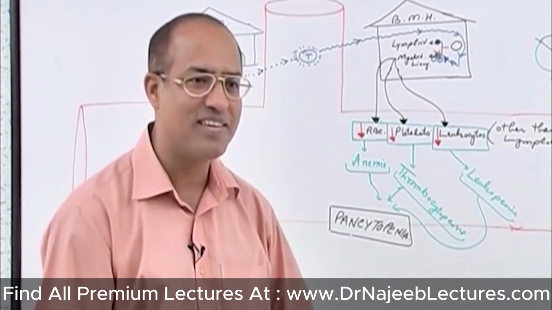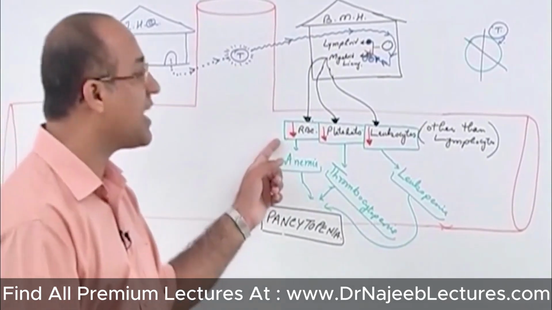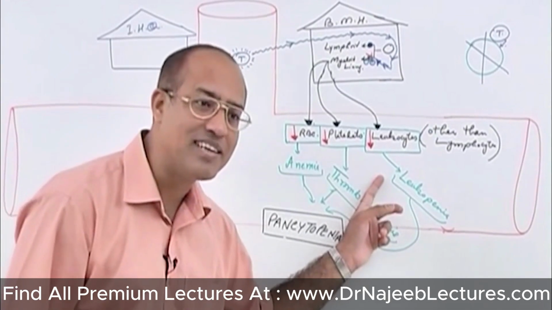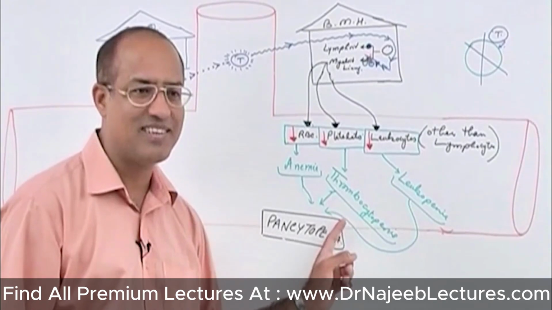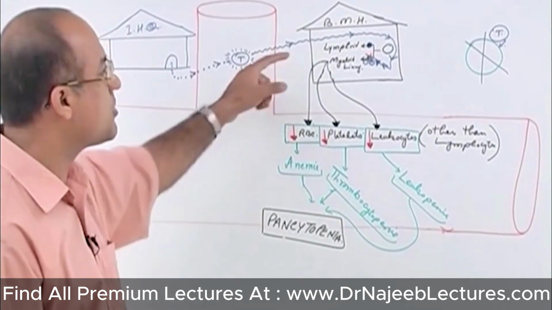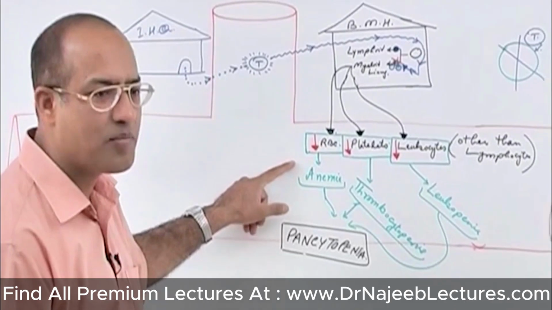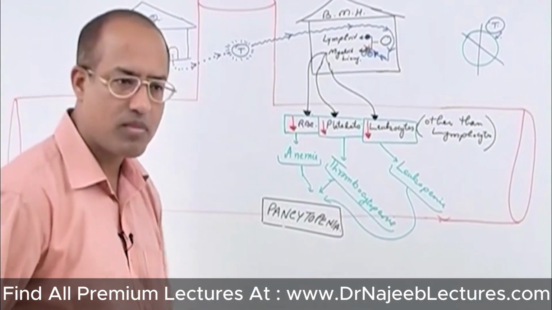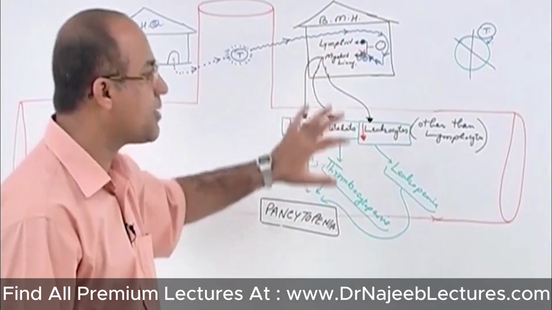This is aplastic anemia. Aplastic anemia is a misnomer. It is not only anemia, it is thrombocytopenia plus leukopenia. It should ideally be called aplastic pancytopenia. But I don't know why its name is aplastic anemia. Why do we call it aplastic anemia? Because bone marrow is aplastic and peripheral circulation is showing anemia. But actually not only anemia, peripheral circulation shows thrombocytopenia as well as leukopenia. Is that right?